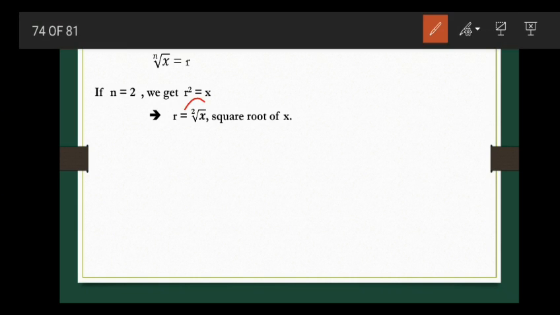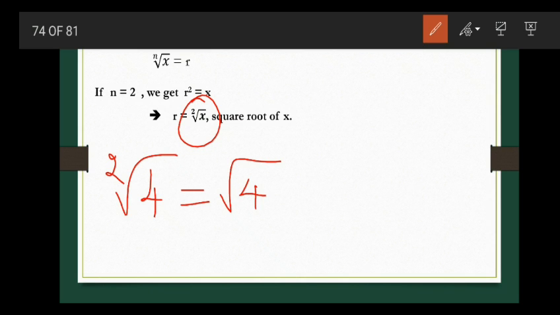Then we'll consider the radical notation nth root of x is equal to r. Suppose if n is equal to 2, what will we get? r square is equal to x. Then r is equal to square root of x. So we'll represent square root of x like this. If you want to represent square root of 4, how will you represent? Square root of 4, or simply we will represent root 4.